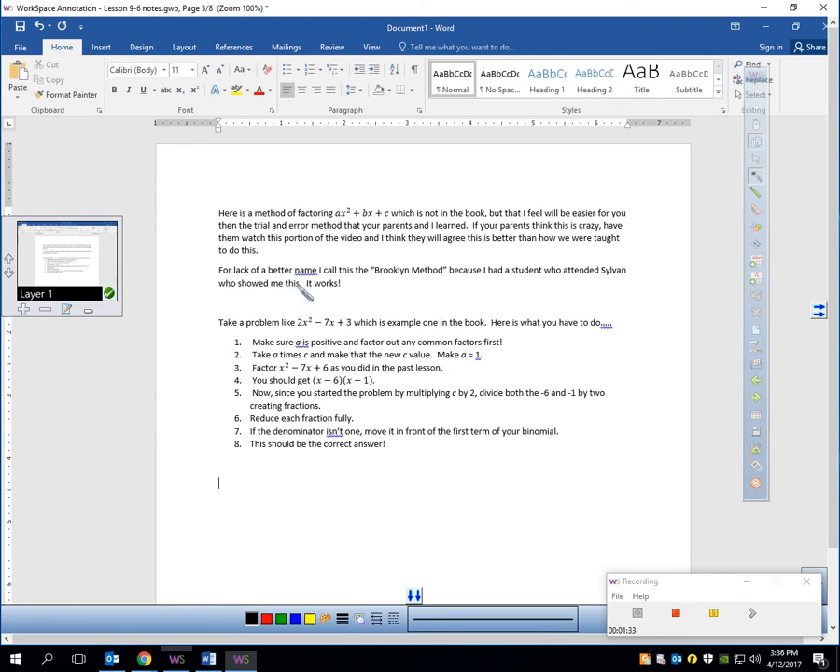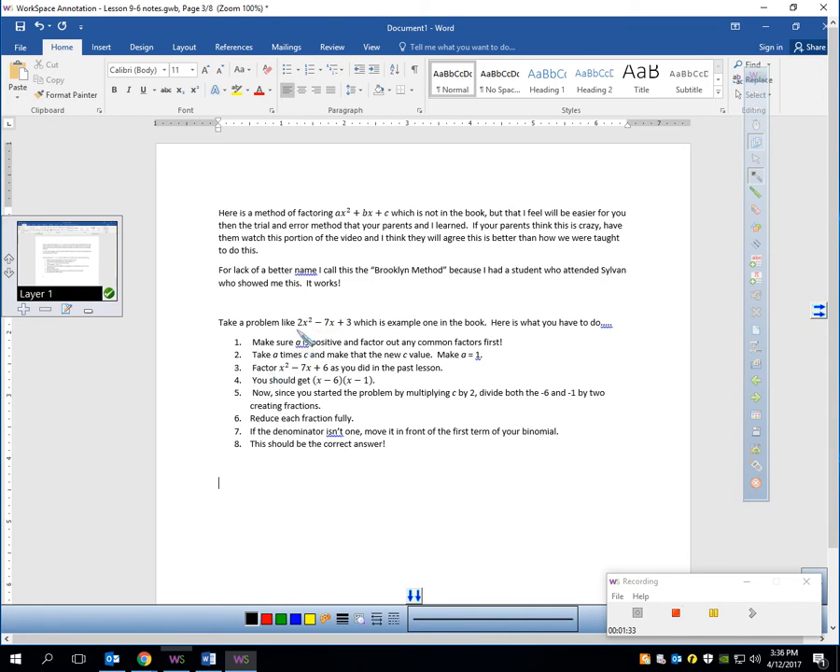For lack of a better name, I'm going to call this the Brooklyn method, because I had a student who attended Sylvan, and that person showed me this, and it's pretty cool, it works. So take this problem, which is example 1 in the book. Here is what you'd have to do.